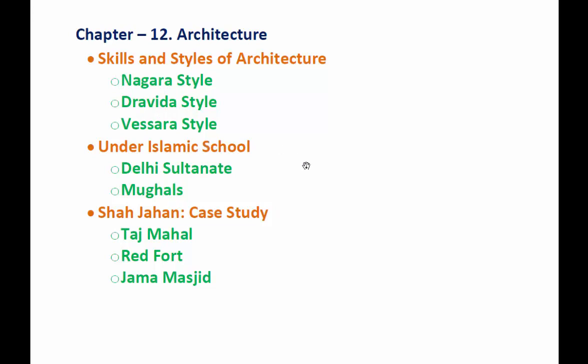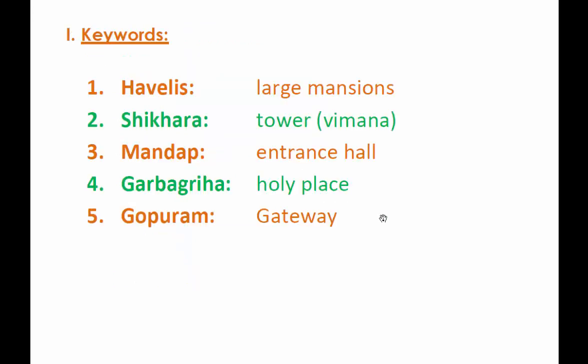Before we go into the details of this lesson, let us see some of the important words that will definitely appear in it. The first one is Havelis. Havelis means large mansions or buildings. Sikhara usually means tower, or it is also known as Vimana. Mandap is an entrance hall. Garbha Griha is the holy place. Gopuram means a gateway. All these words will appear in this lesson, so let us try to always remember them.